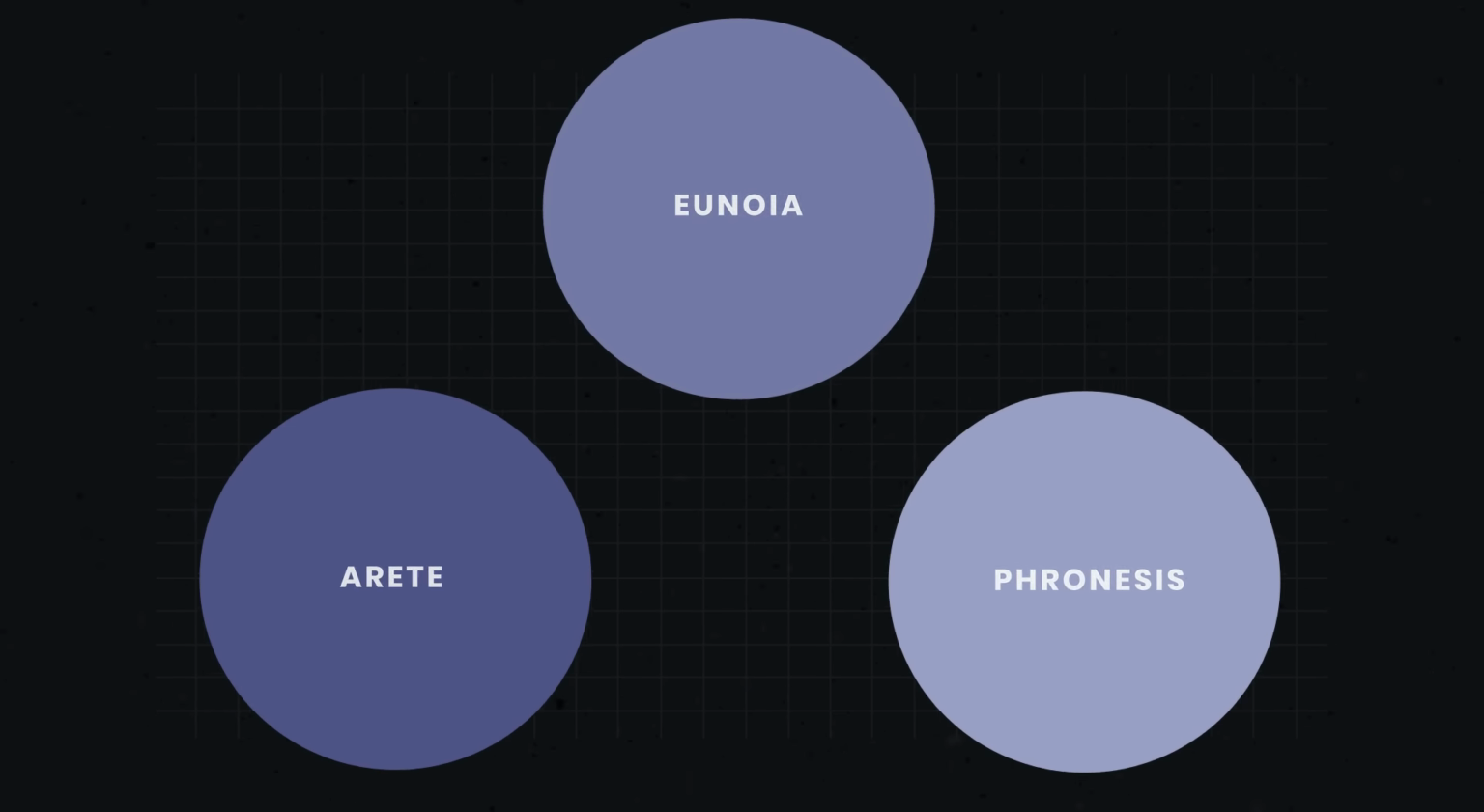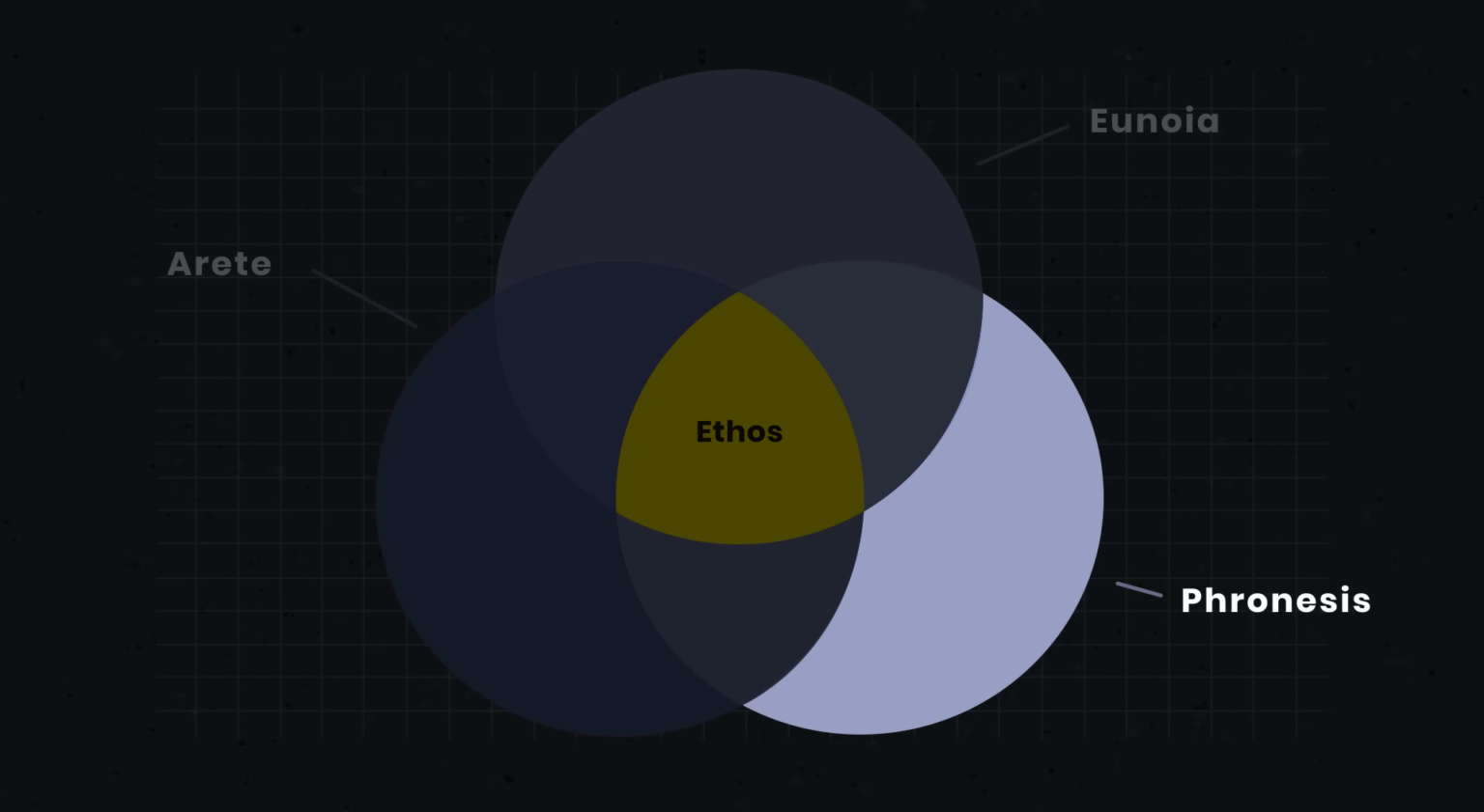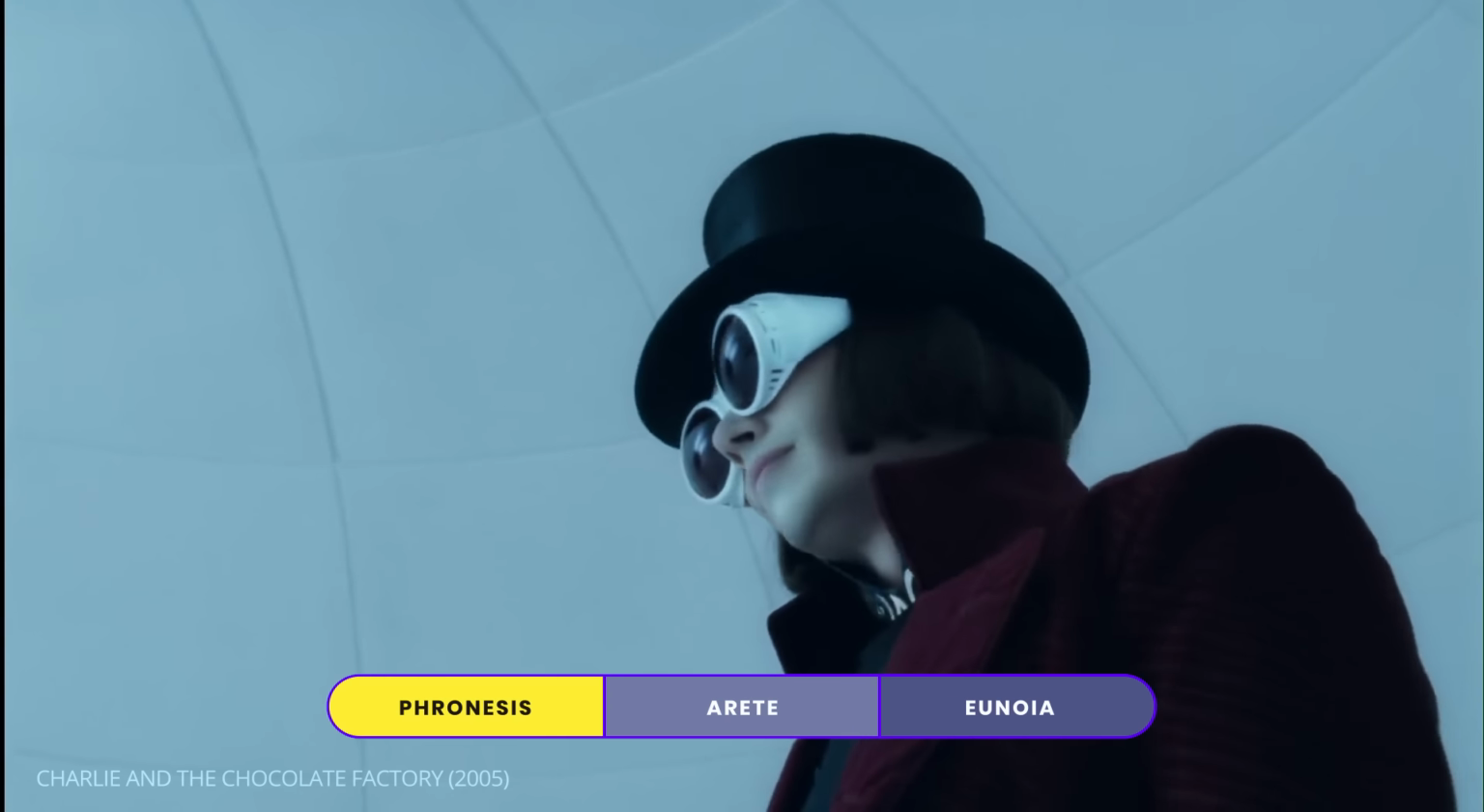Aristotle outlines three elements of ethos. The first is phronesis, which refers to a speaker's perceived intelligence.